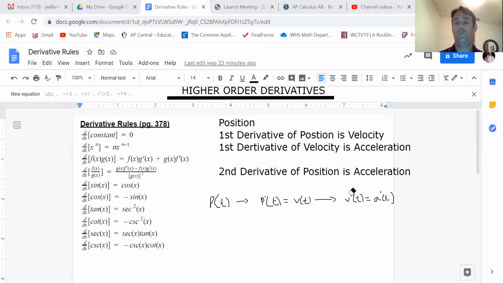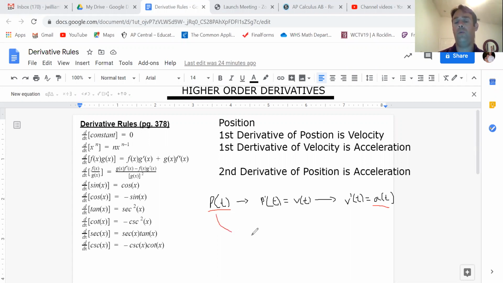I need to erase it. Prime. That's a very hard prime to get. There we go. So start with position. P prime of t, or the first derivative of position, is velocity. V prime of t, or the first derivative of velocity, is acceleration. There we go. Now I got it right. So notice there's two levels away to get from position to acceleration.